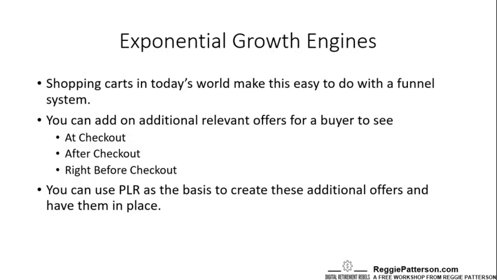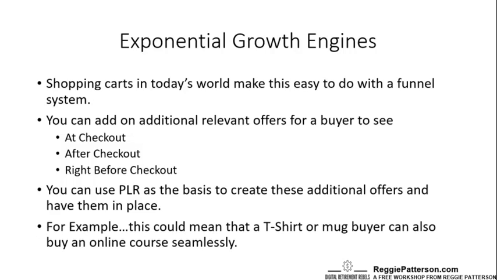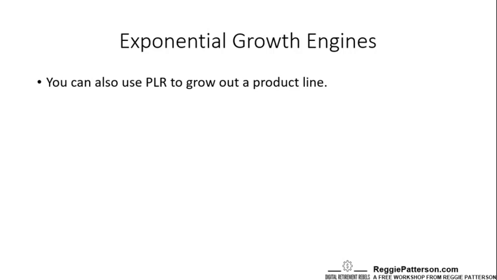And then a customer comes through, they come through your checkout, they've already bought one thing, but you've got more available to them because they've got more capacity and they want to do more to improve themselves. Now let's say that what you're selling, let's say you've taken a PLR or a printable and you've created a t-shirt or you've created a mug. Well, can you sell them an online course? Probably. If you have a t-shirt customer, can you sell them a mug also? And these are very logical things to do. It just takes time to do them and to make sure that they're available to people when we're attempting to make the sale. You and I should be using PLR to grow out a product line.